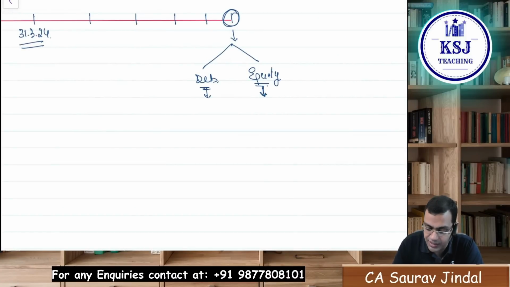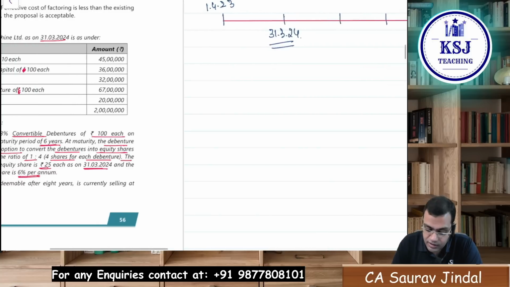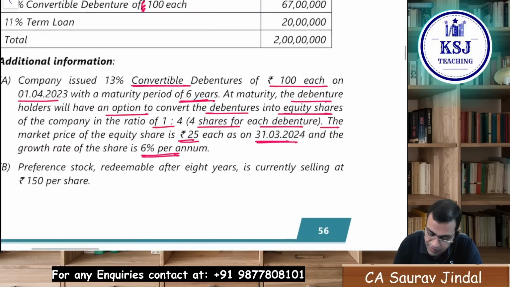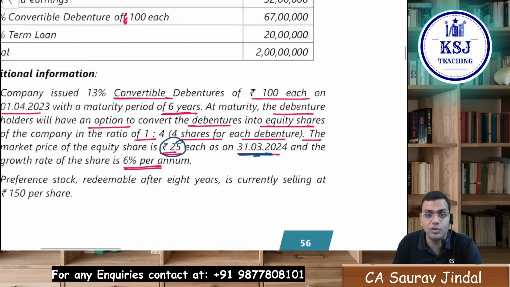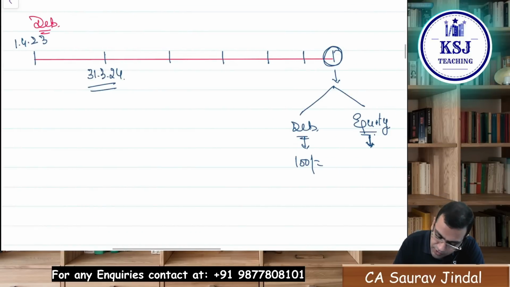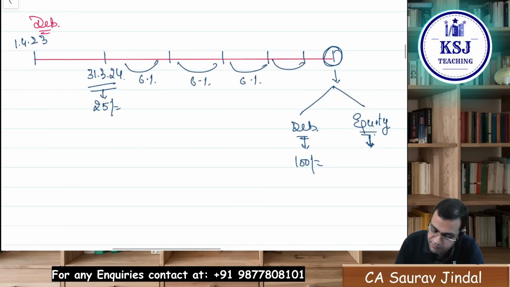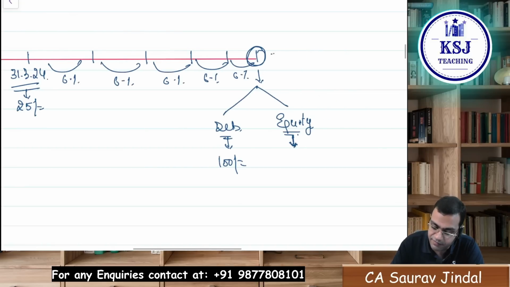If the person gets a debenture, he will get 100 rupees. If he gets equity share, we need to find out the value of equity share there. The market price is 25 as on 31st of March and growth rate of 6%. So here the market price is 25 rupees. It will grow at 6% every year, right? 6% every year it is going to grow for 5 years. So what will be the value of equity share here?